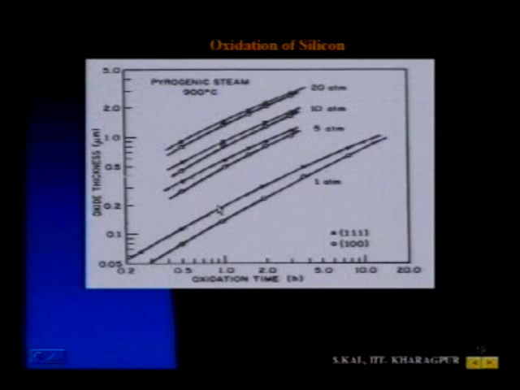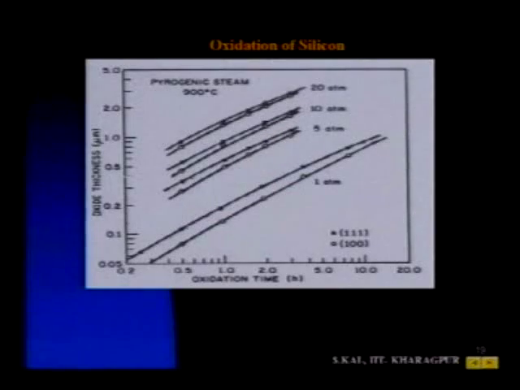That means you see here it is 0.2 to 1.8. That means 9 times more, if you increase the pressure inside the oxidation chamber from 1 atmosphere to 20 atmosphere. There are values available in between also, 5 atmosphere, 10 atmosphere. That means high pressure oxidation gives higher thickness at the same time and the same temperature. Higher thickness of what? Silicon dioxide, at the same time, same temperature.